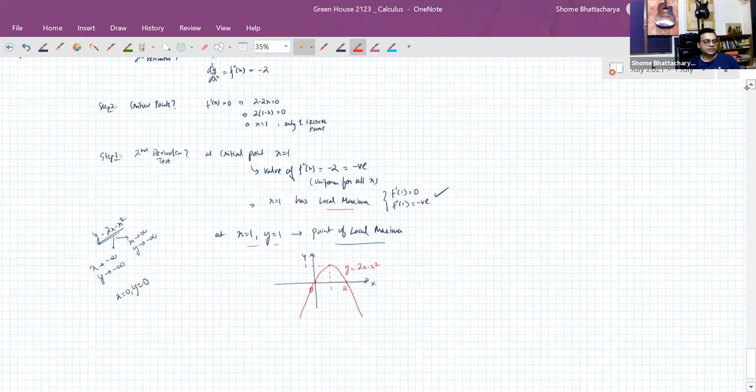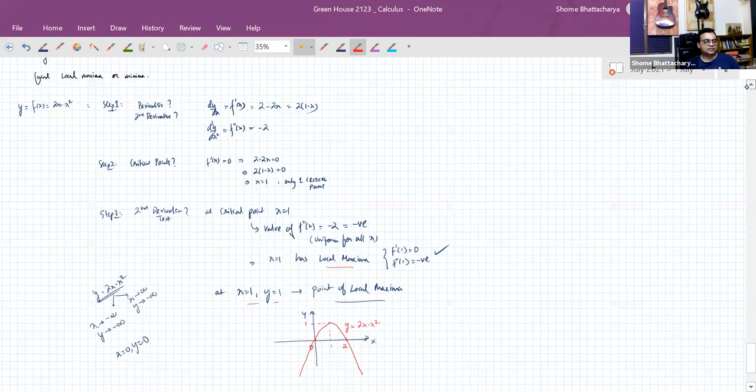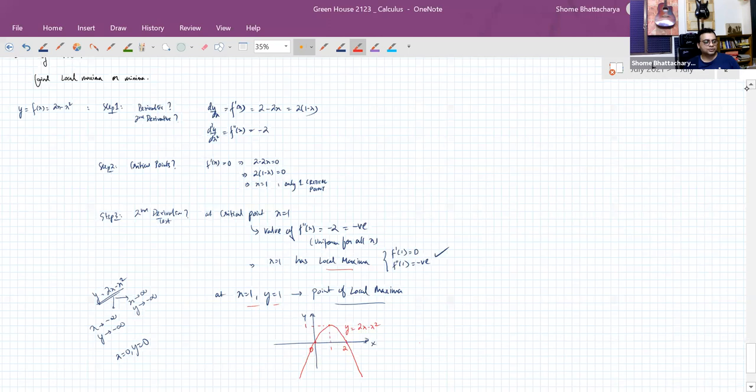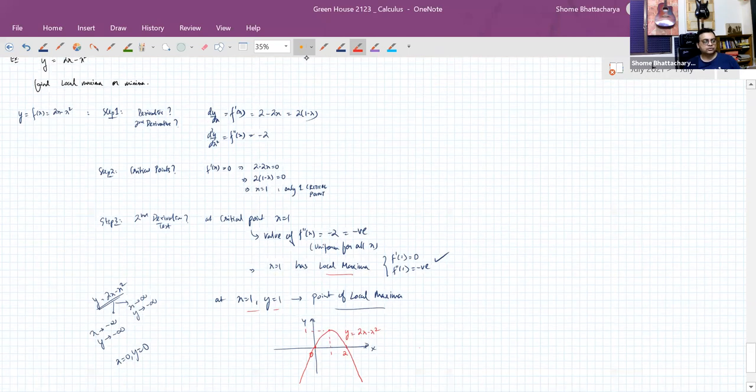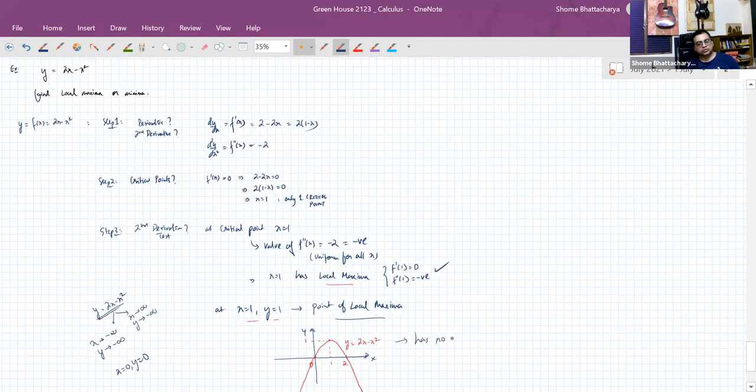Okay. But again, I will remind you that graph plotting is not the main purpose for us over here. For basic calculus, the purpose for us right now is the local maxima and minima. That's all. So, what we'll finally analyze is that this function has no local minima. And one single point of local maximum, which is y equal to 1 at x equal to 1.